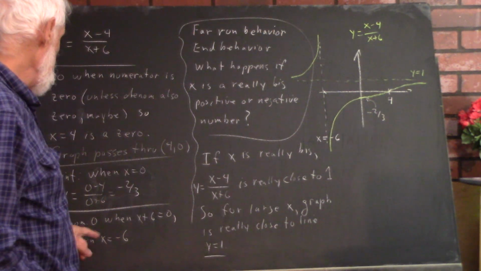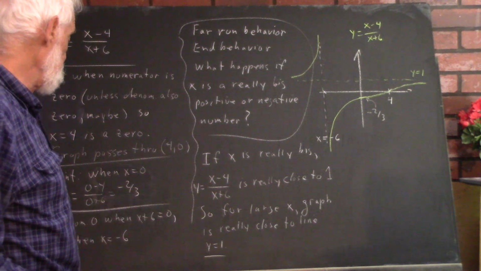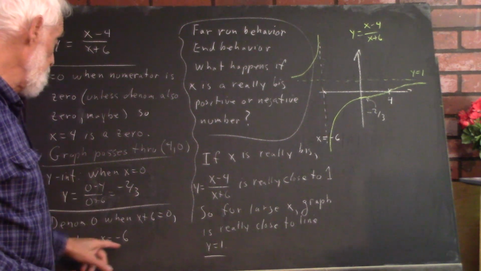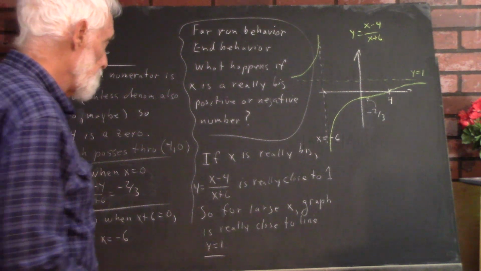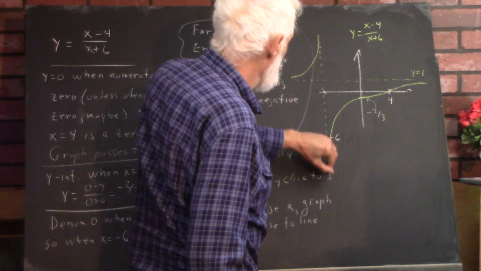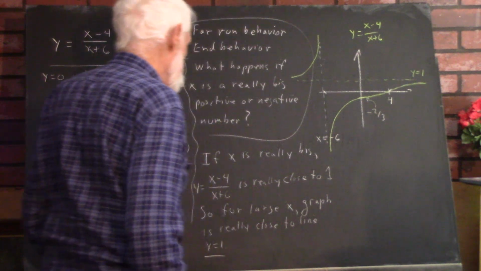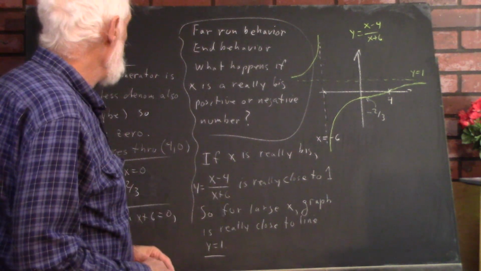The denominator is 0 when x plus 6 equals 0. Solve that easily: x equals negative 6. So the denominator is 0 when x equals negative 6, as we saw. That's going to give you a vertical asymptote for the reasons we just talked about.